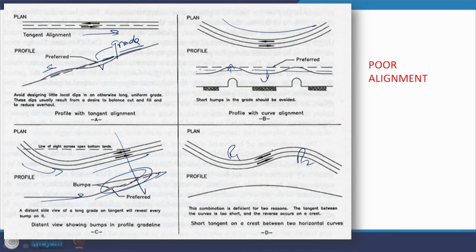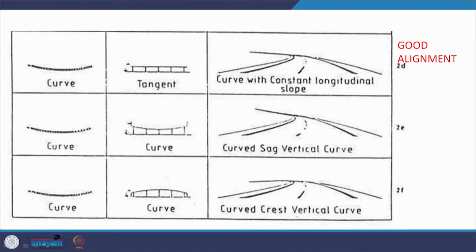So, a reverse curve condition is there, and there is a tangent in between, but this tangent is a short tangent, and because of this short tangent again the profile will have an optical break. So, here are a few cases where maybe they look good.